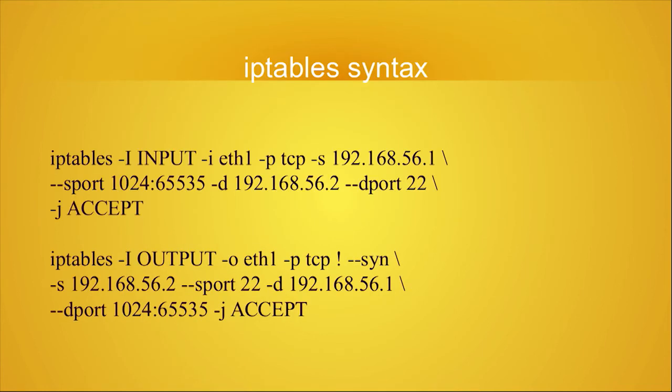So here, input minus I, the input queue, and then it also says the interface is ETH1, the protocol is TCP, the source address is 192.168.56.1, and the source ports are from 1024 to 65535. The destination address is 192.168.56.2, the destination port is 22, and then you accept all these connections if you get this established from here. Okay. Similarly, what to do with input.